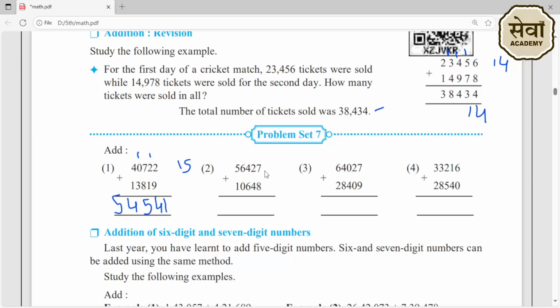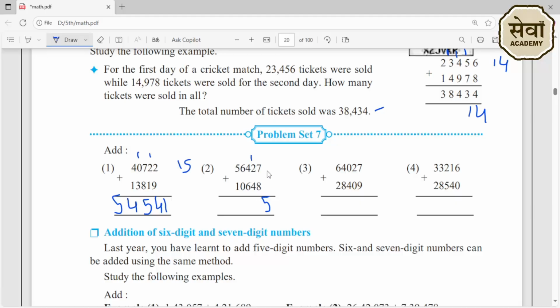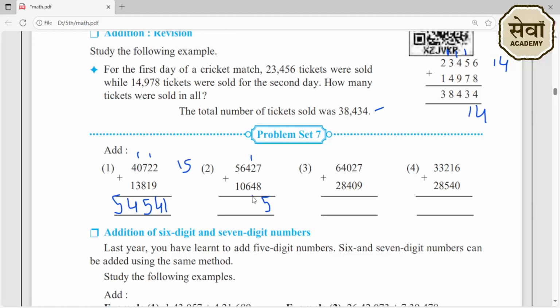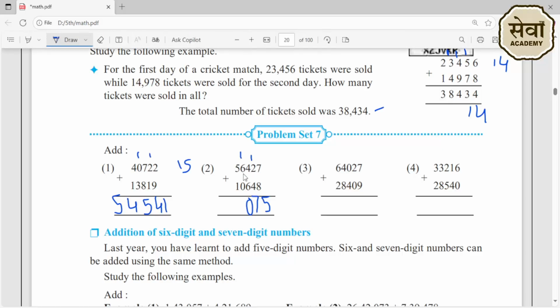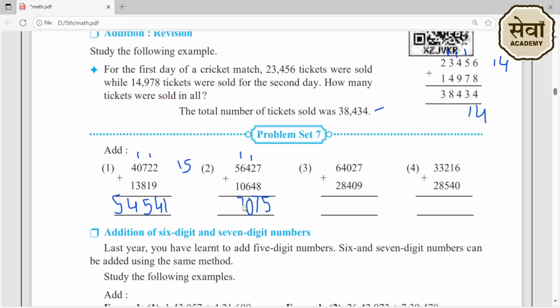Next question. What is 56,427 plus 10,648? And what is 8 plus 7? It is 15. So we write 5 here, and 1 carry over. And what is 4 plus 2? It is 6. And 6 plus 1 is 7. And what is 6 plus 4? It is 10. And there was nothing, so we write 0 and 1 carry over. And 6 plus 0 is 6. 6 plus 1 is 7. And what is 5 plus 1? It is 6. So this is the answer.